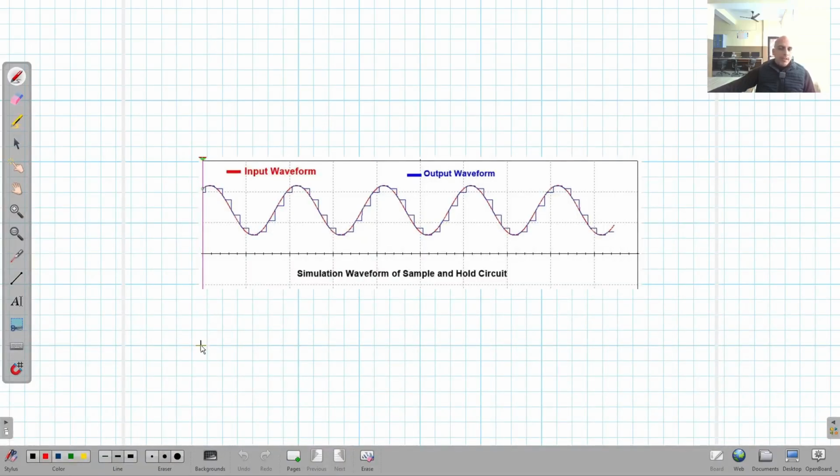You can see here how this red is the input signal, and blue is the output waveform. The red signal is basically a sine wave that is continuously varying. You can see, for example, during this period of time.